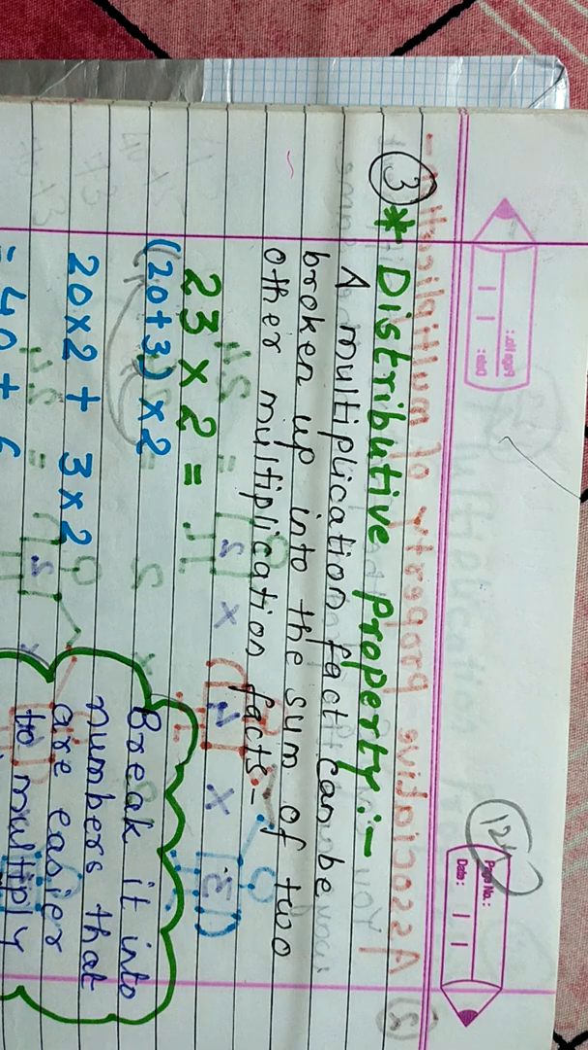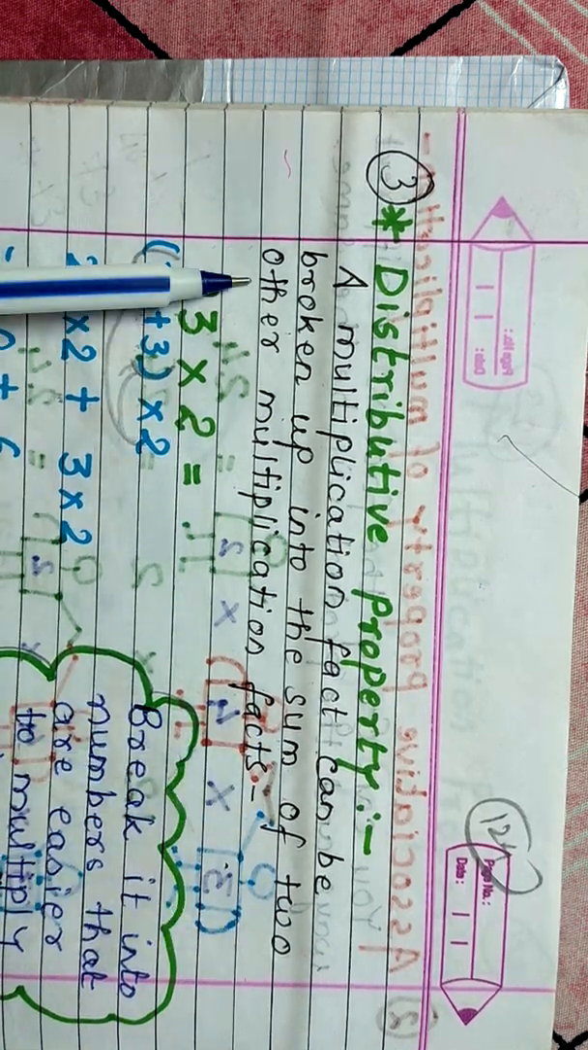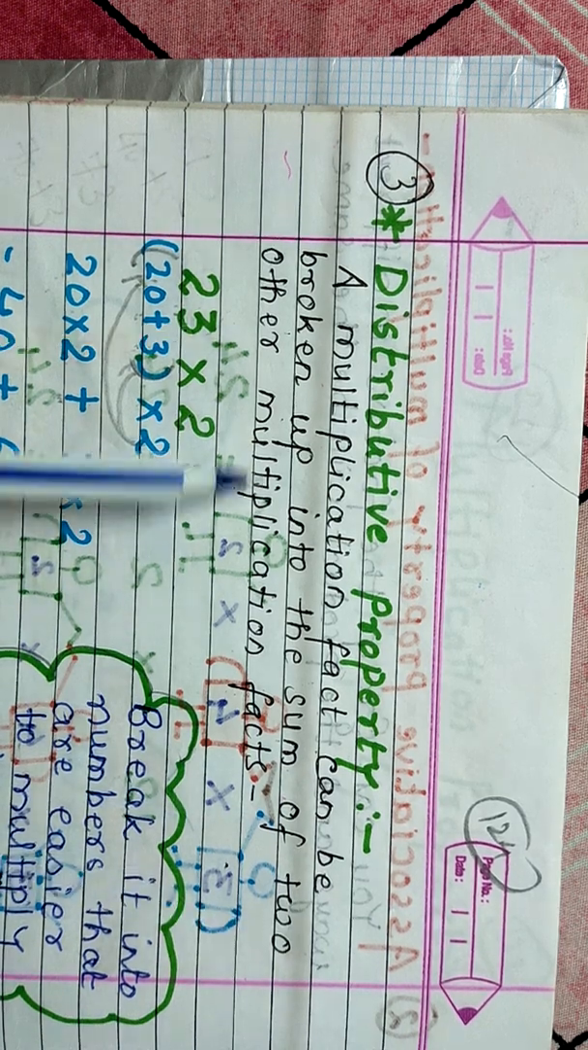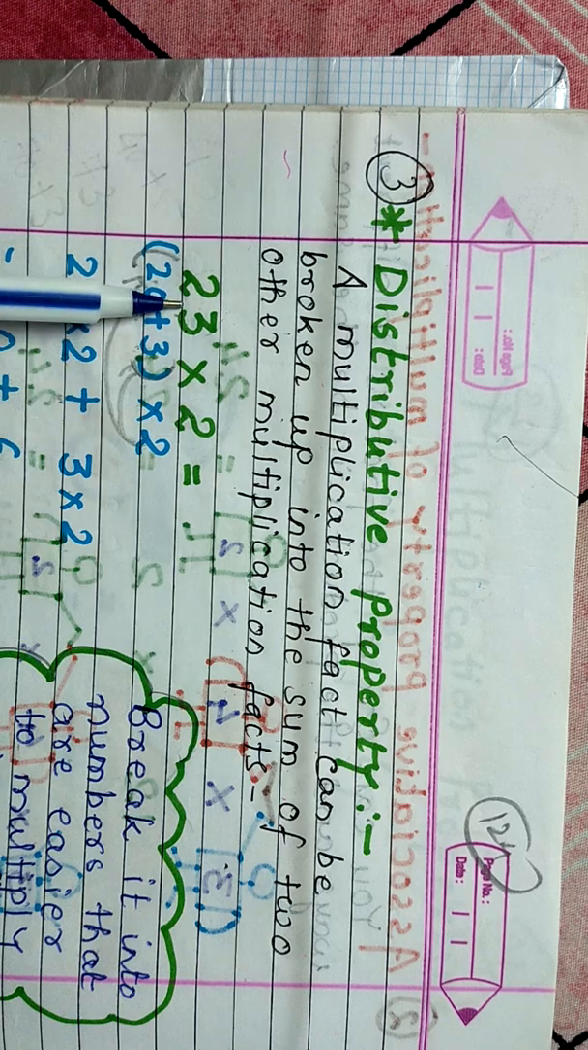What is written? The multiplication fact will be broken up into the sum of two other multiplication facts. So let's see 23 multiplied by 2. So which is the two digit number?